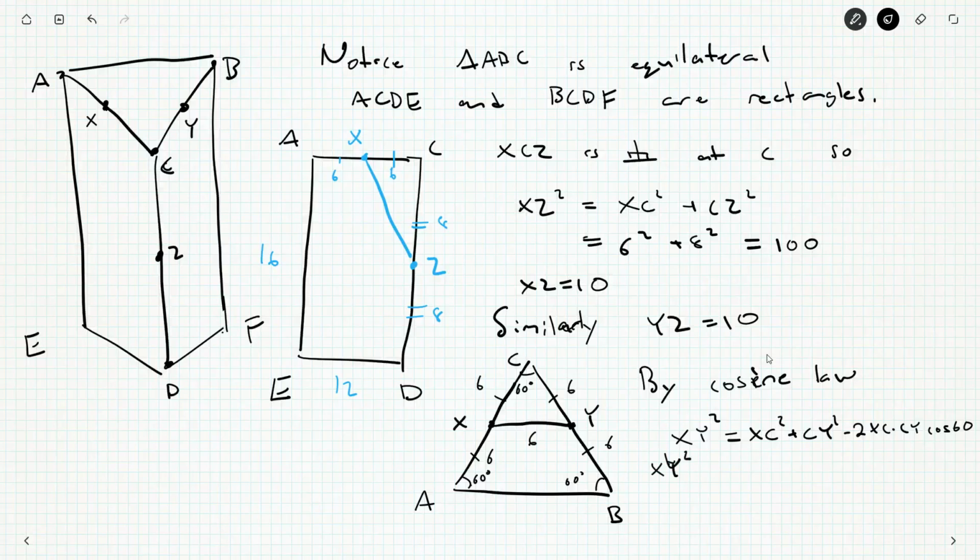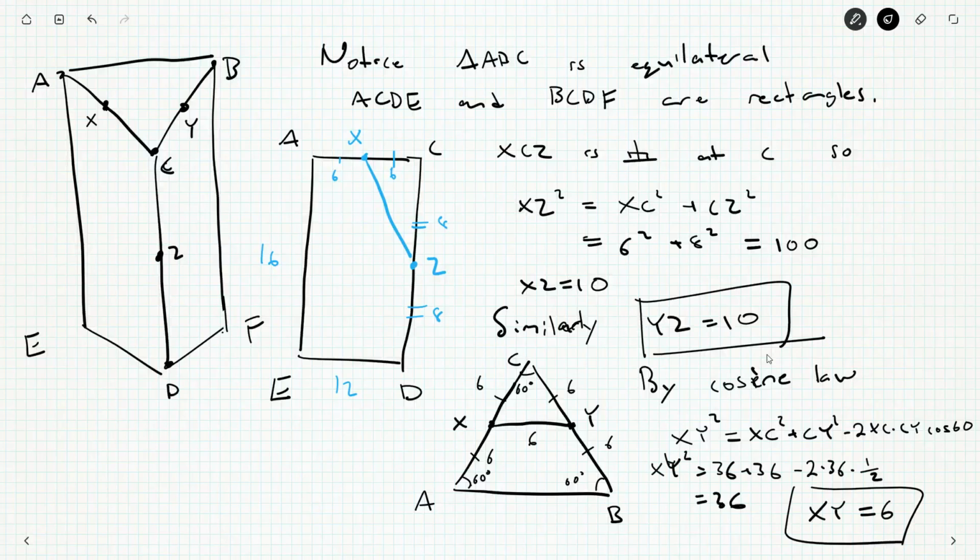But let's carry out the calculation. XY squared is 36 plus 36 minus 2 times 36 times, well, what's cosine of 60? It's 1/2. So this is 36. XY is equal to 6. And so I would box each of my results just so it's quite clear. You can also put a therefore statement, but we've done part A here.